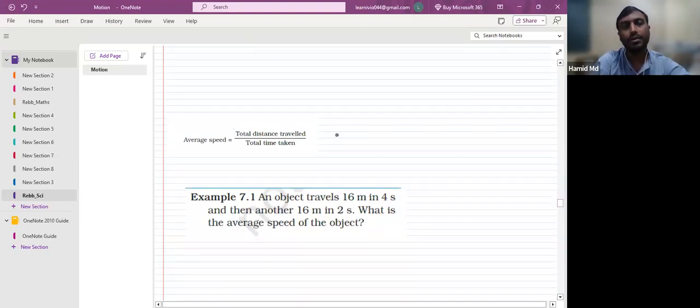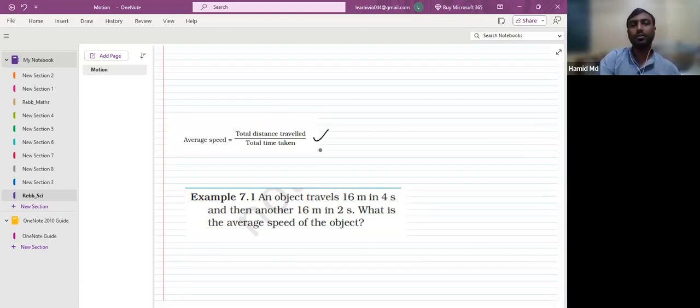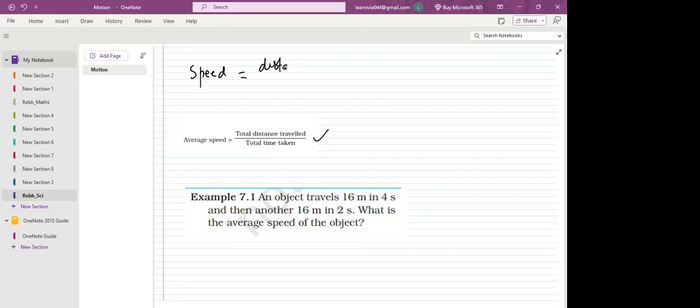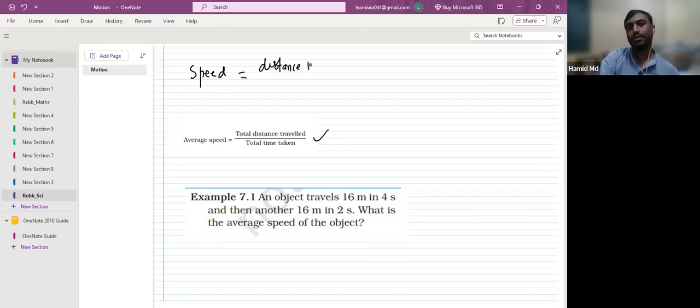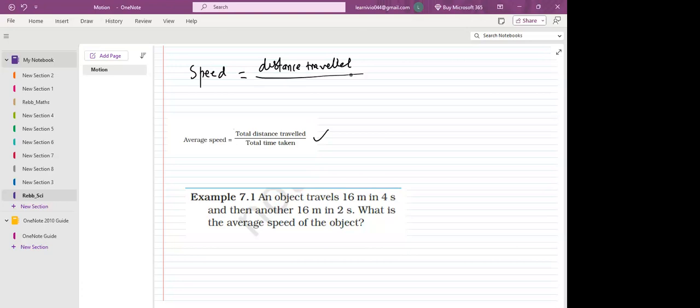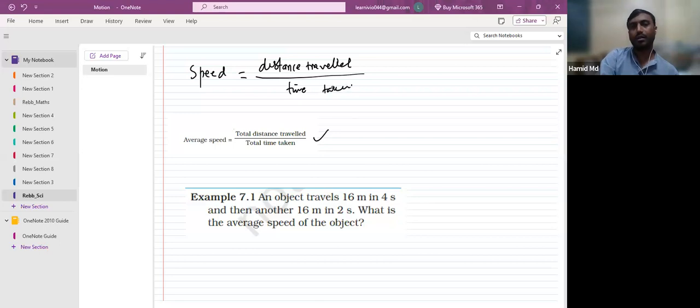Whenever motion is involved, there is one intrinsic quantity called speed. Whenever there is motion, there will be a speed. Speed is what? Distance traveled over time taken.